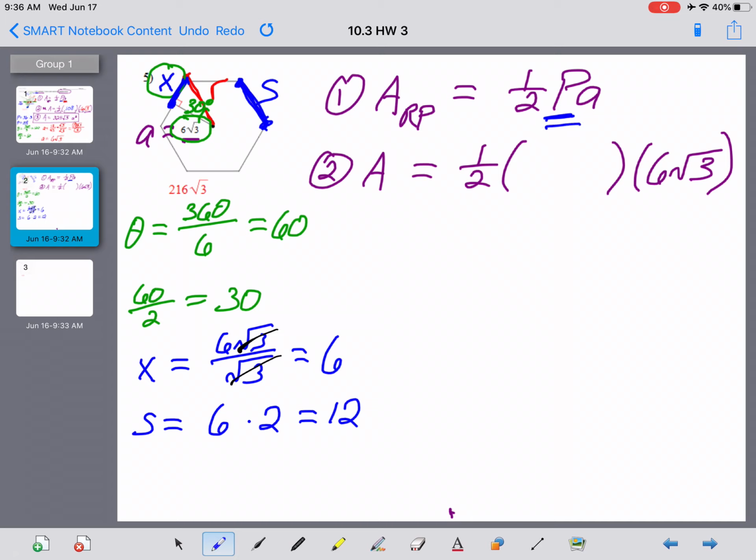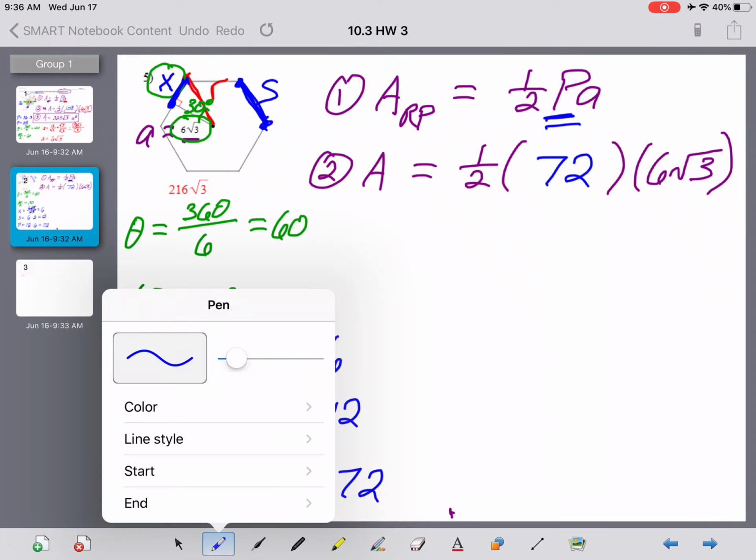We're looking for perimeter though, and to find perimeter, we're going to take the length of each side, which is 12, and multiply it by the number of sides, which is 6, and that's going to get us 72 for the perimeter of this figure, so we'll go ahead and write that in there.